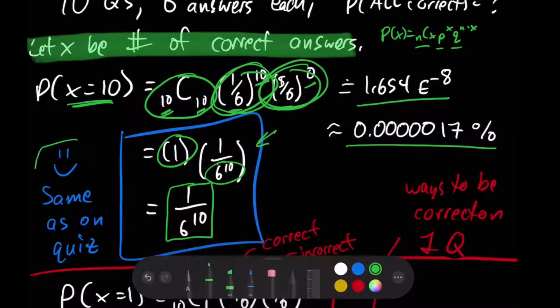And that's why I wrote here for myself, smiley face, same as on the quiz, because even though I approached the question 2 different ways using 2 different tools, I got the exact same answer. So that's pretty nice. And that shows us that there's more than one way to do this. Sometimes we don't need to use the formula. It's just a tool to help us get there. If we understand what's happening intuitively, we can take another approach as well, and that's fine.